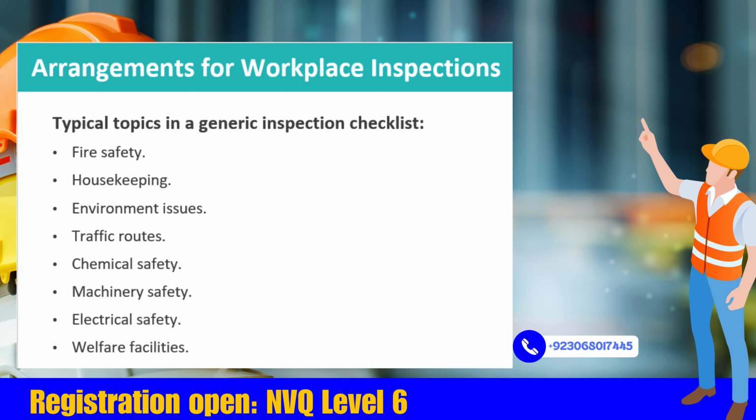A general workplace inspection checklist is a practical tool to guide inspectors and ensure all critical areas are covered. Key topics might include fire safety, checking fire extinguishers, alarms, and evacuation routes. Housekeeping. Ensuring floors are clear of debris and trip hazards. Environmental issues, monitoring for adequate ventilation, lighting, and noise levels.